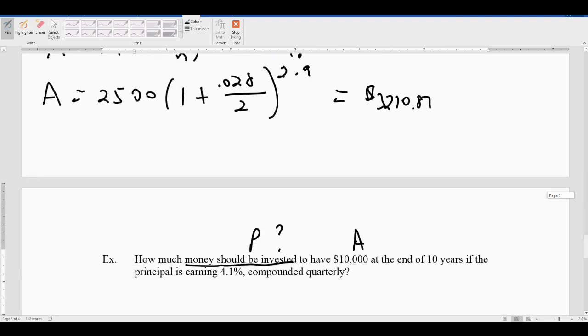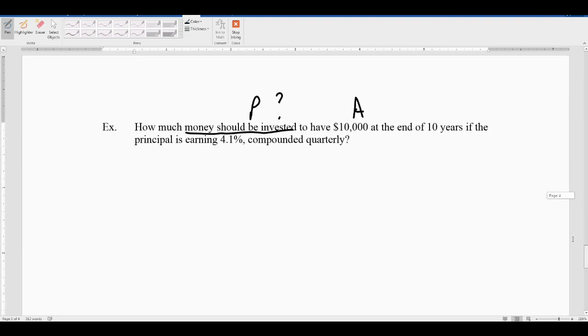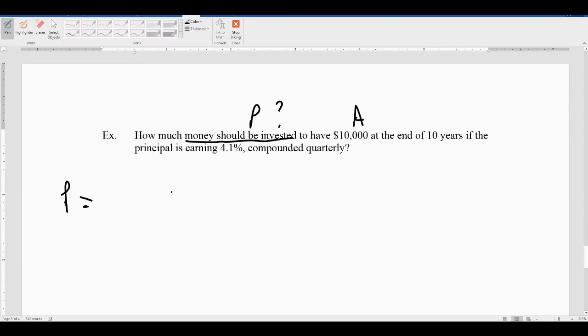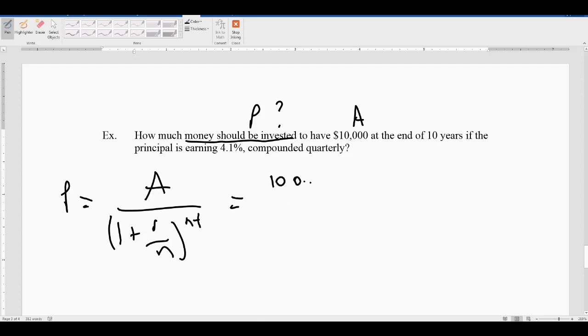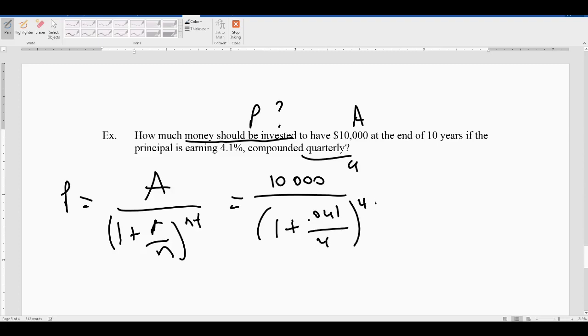Once again, it would be provided for you if you're in my class. So this time we're going to do P equals A over 1 plus R over N to the NT power. So A is 10,000 over 1 plus R, that is an R. R is 0.041. Quarterly is 4 times in a year, so that's 4. And then 4 times 10. 10 is a T.